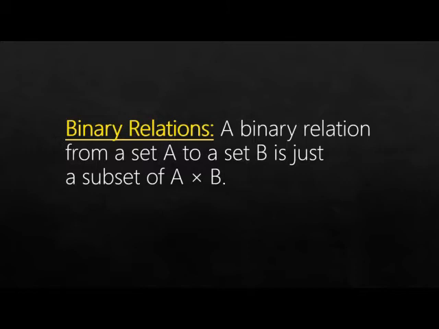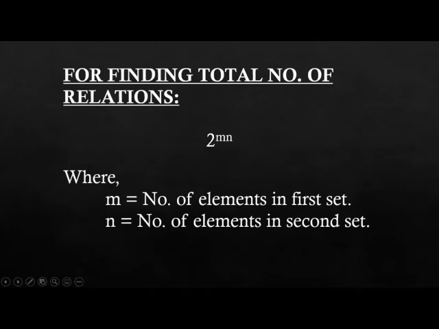If the sets are A and B, the Cartesian product would be A cross B. So A cross B has subsets as well. These subsets are the binary relations. Now there is a formula which tells you how many relations are going to be made through A cross B or B cross A. There is a formula which says 2 raised to the power mn, where m is the number of elements in the first set and n is the number of elements in the second set.